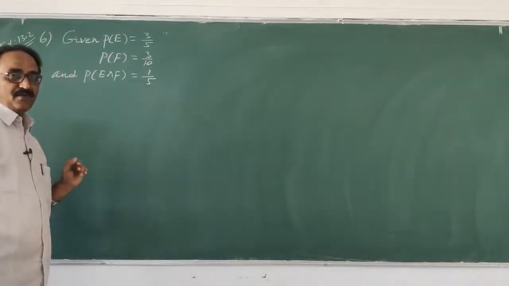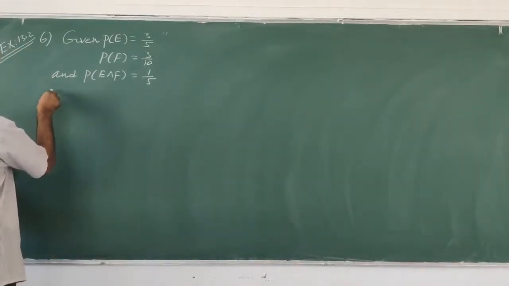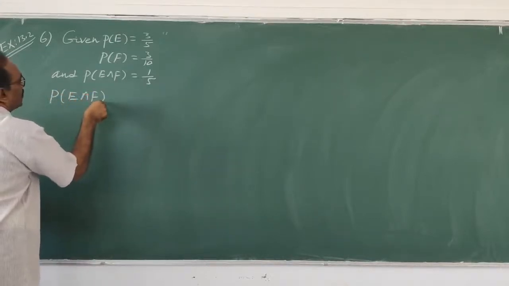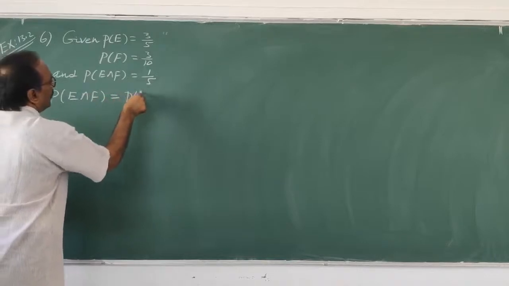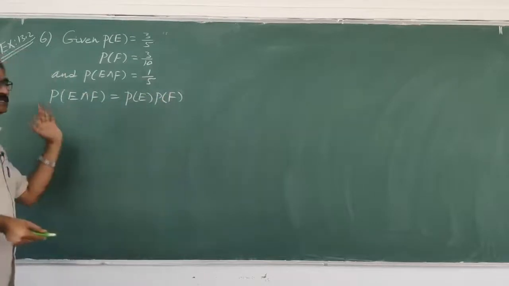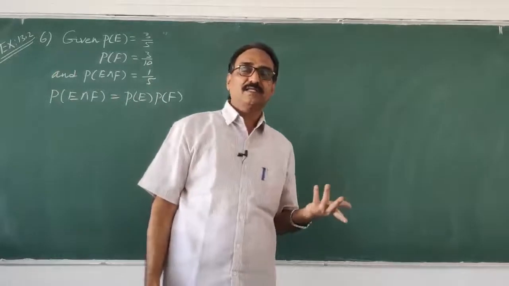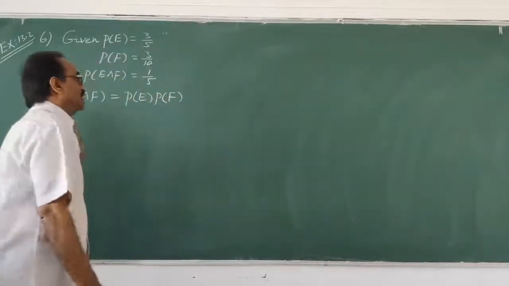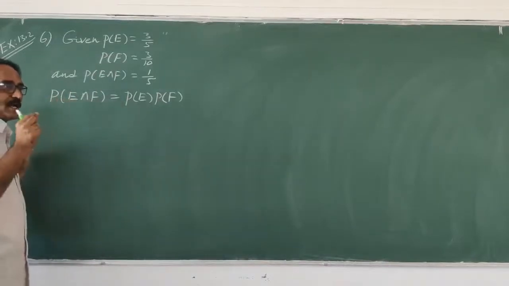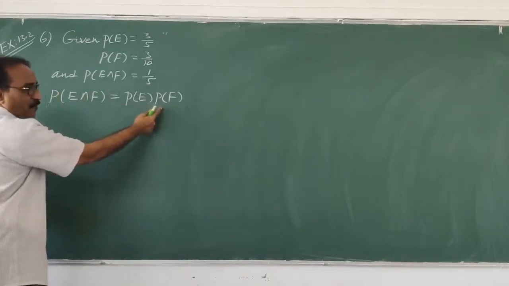So to check whether events E and F are independent, first we should check the condition for independence: probability of E intersection F must be equal to probability of E into probability of F. If LHS is equal to RHS, then the events are said to be independent events, or otherwise they are dependent events. We are already given everything, so just substitute. Two events are said to be independent if their intersection is equal to the product of their probabilities.